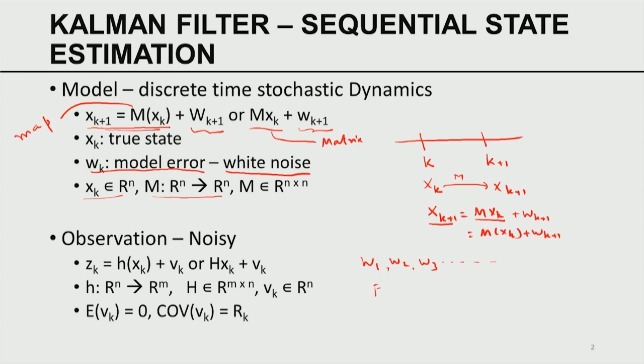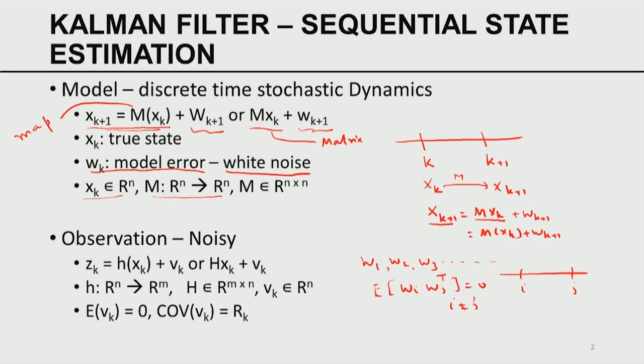What does it mean? Expected value of Wi, Wj transpose is equal to 0. In other words, if i and j are two distinct moments in time, if I consider the noise Wi and Wj, they are temporally uncorrelated for all i not equal to j. So, that is what is called white. So, it is a sequence of uncorrelated noise that affects the evolution of the system.